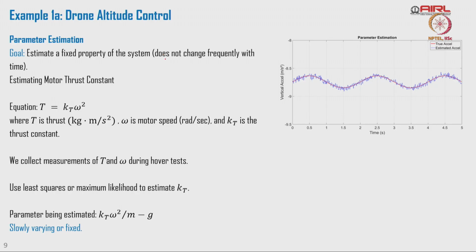Fixed property of the system which does not change frequently with respect to time, right. So estimating the motor thrust constant, right. Oh, I am sorry, here we are talking about parameter estimation, right. Thrust constant KT, thrust is proportional to the thrust constant KT and omega square. So I wanted to know how much is the thrust going to be. I wanted to get this parameter so that I can measure it accurately, right.